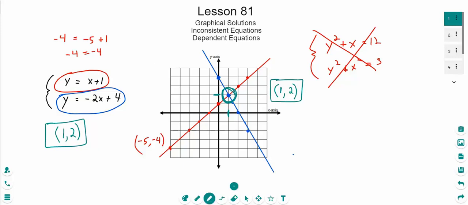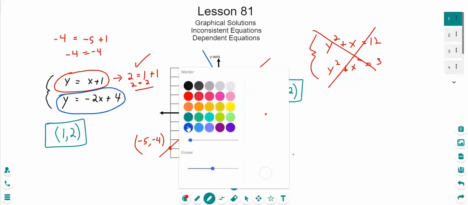So for the first equation, if x is 1, y is 2, this would translate into 2 is equal to 1 plus 1, right? Y is 2, x is 1. So then, does this turn out to be a true equation? 2 does, in fact, equal 2. So yes, it works for that.